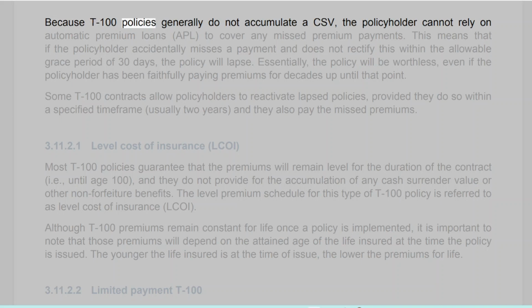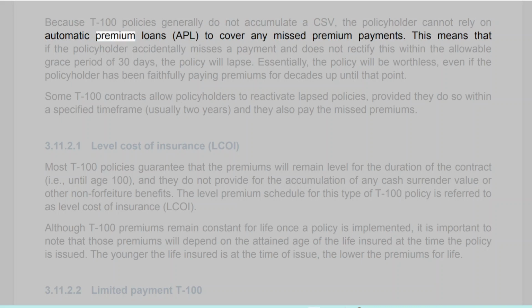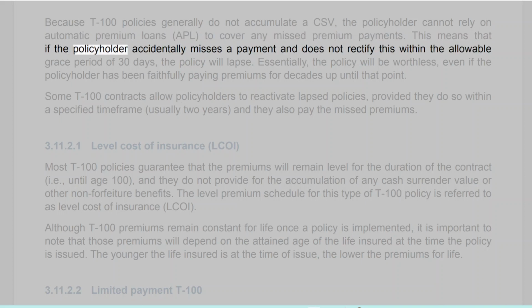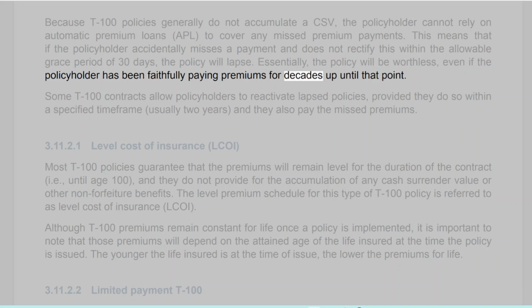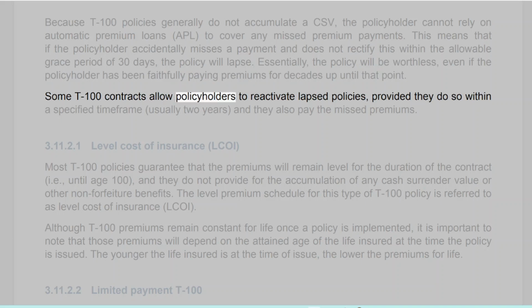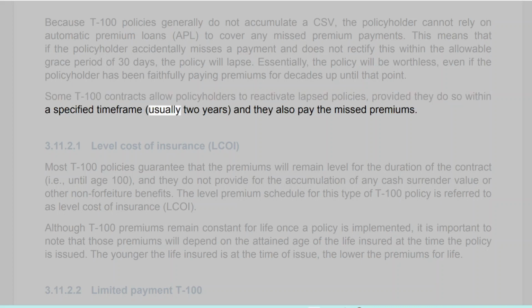Because T100 policies generally do not accumulate a CSV, the policyholder cannot rely on automatic premium loans, APL, to cover any missed premium payments. This means that if the policyholder accidentally misses a payment and does not rectify this within the allowable grace period of 30 days, the policy will lapse. Essentially, the policy will be worthless, even if the policyholder has been faithfully paying premiums for decades up until that point. Some T100 contracts allow policyholders to reactivate lapsed policies, provided they do so within a specified time frame, usually 2 years, and they also pay the missed premiums.